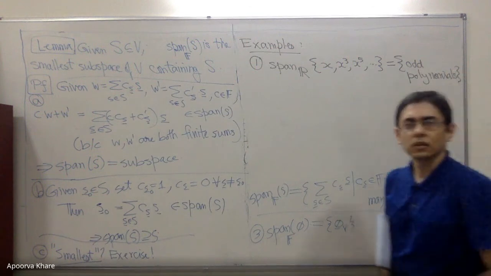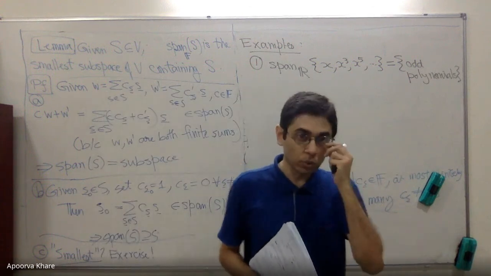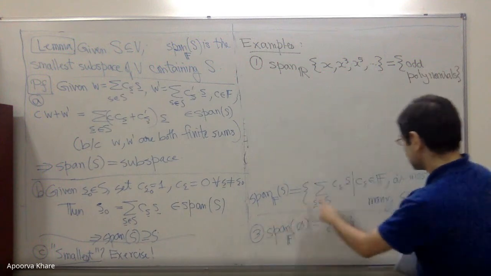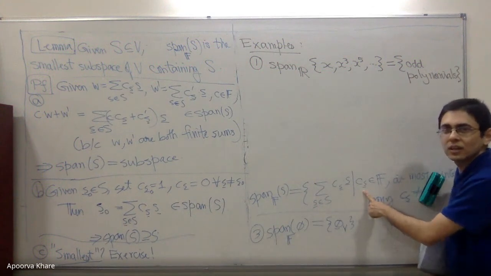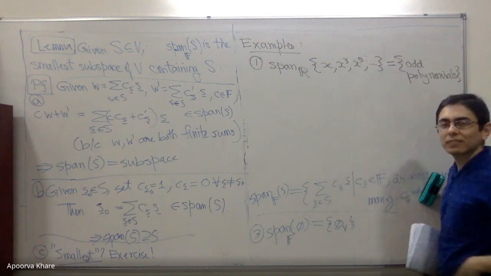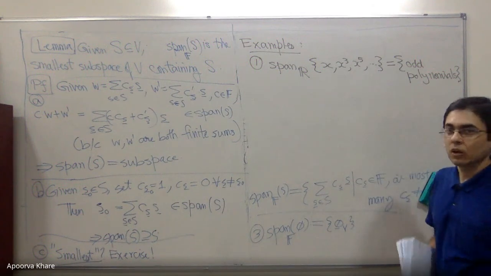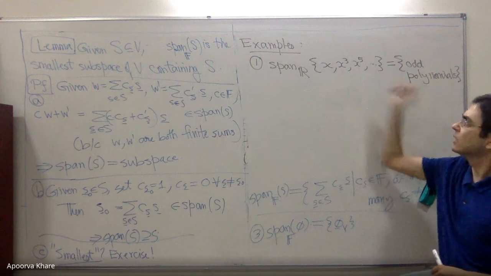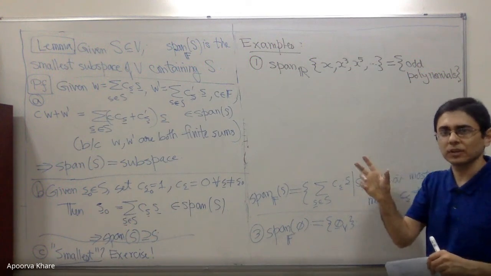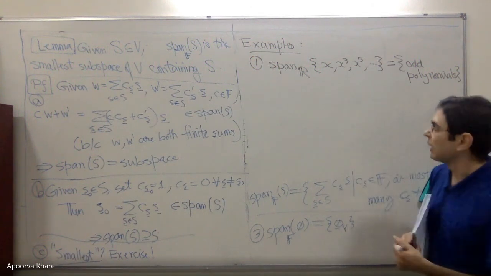Why? Because every polynomial which is odd must contain only odd degree terms, and it must contain only finitely many terms. So it's a finite linear combination, like c1 x to the 1 plus c3 x to the 3 plus c5 x to the 5 and so on. It's a finite linear combination of exactly these odd degree monomials. Although there are infinitely many of these monomials, the number of them you use in any actual polynomial is finite. That's why it's a polynomial. That's why it's exactly the set of all of them.